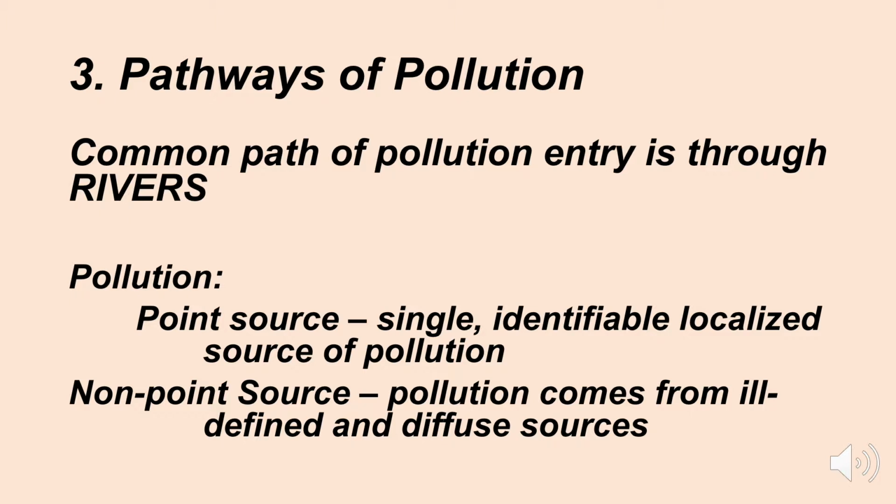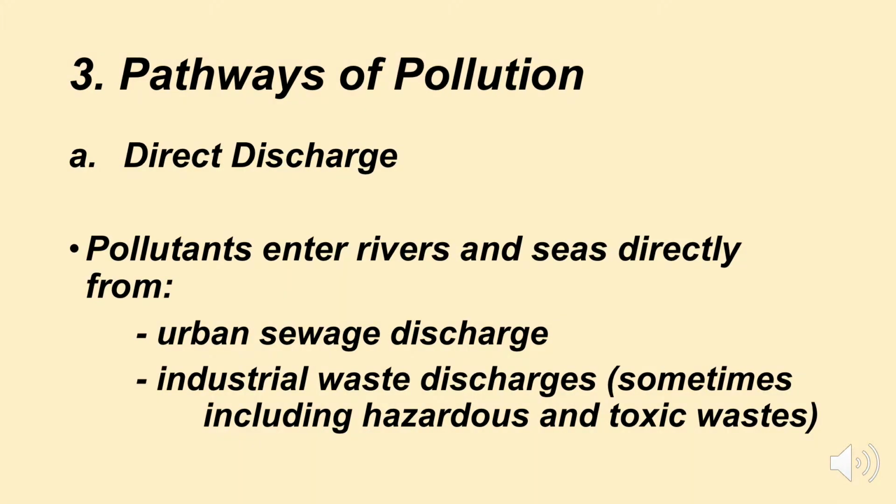So let's take a look at these three pathways. Direct discharge. Pollutants enter rivers and seas directly from things like urban sewage discharge, industrial waste discharges. Sometimes these include toxic waste. So you got factories along the river and they're discharging. You got wastewater treatment plants along the rivers. They're discharging.